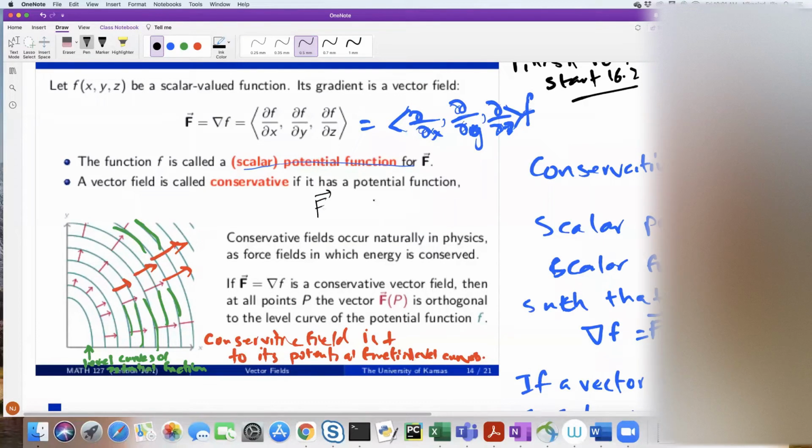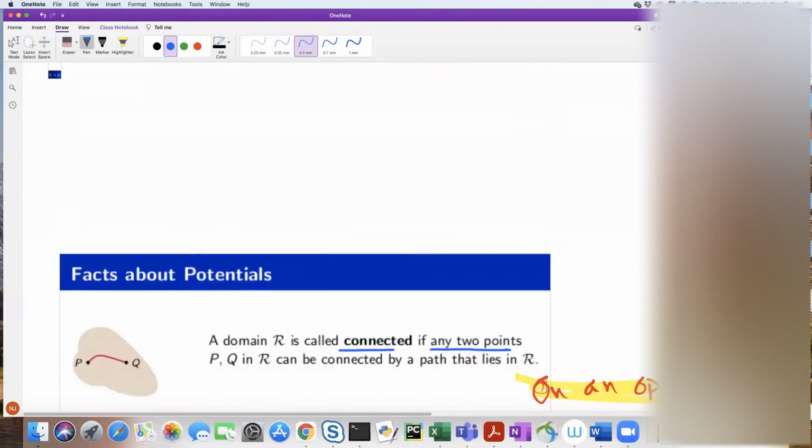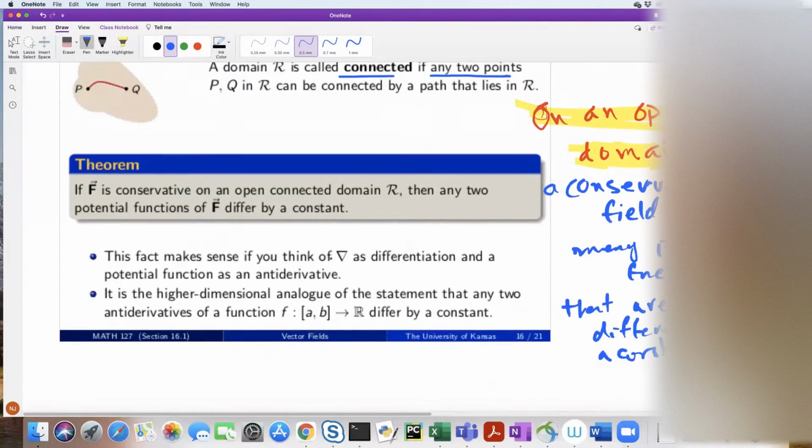A potential for a vector field F is a scalar valued function, little f, such that the gradient of little f is equal to the vector function. And so there are stories in there, right? You want the little f to be differentiable, have partial derivatives and continuous partial derivatives and that sort of thing. And a vector field is conservative if it has a potential function on a nice connected domain, basically.